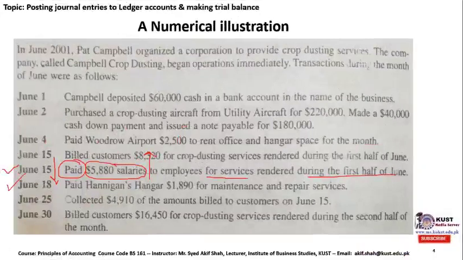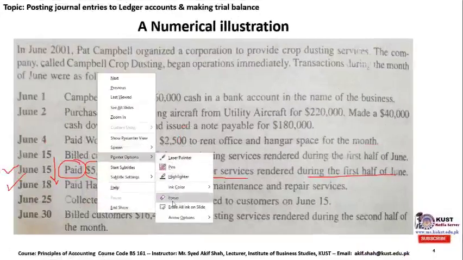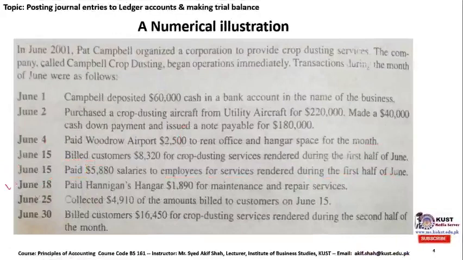of June 18. So on June 18, paid the Hannigan's Hangar $1,890 for the maintenance and repair services. So our company has obtained repair and maintenance services from the Hannigan's Hangar company. So our company's repair and maintenance expense has been increased, and on the other hand side we have paid down this $1,890 in the form of cash.